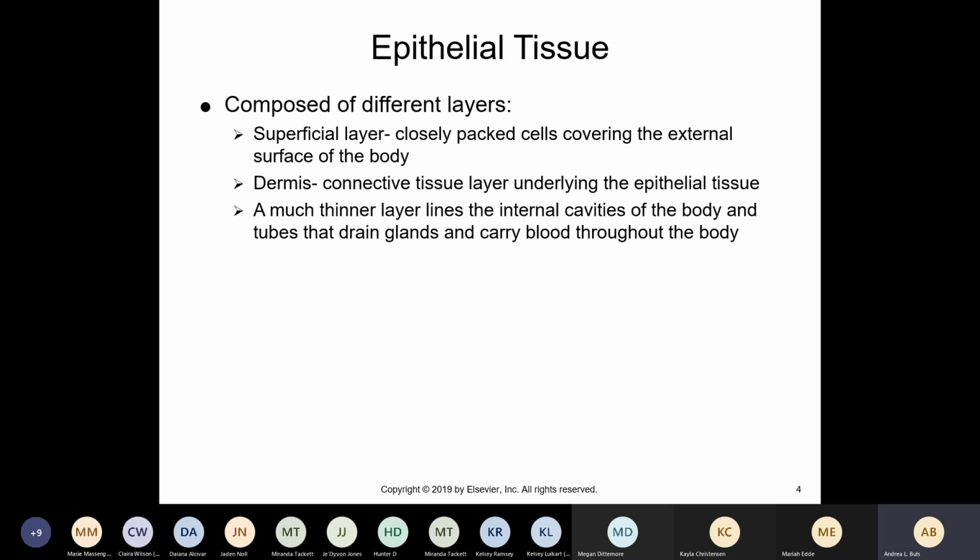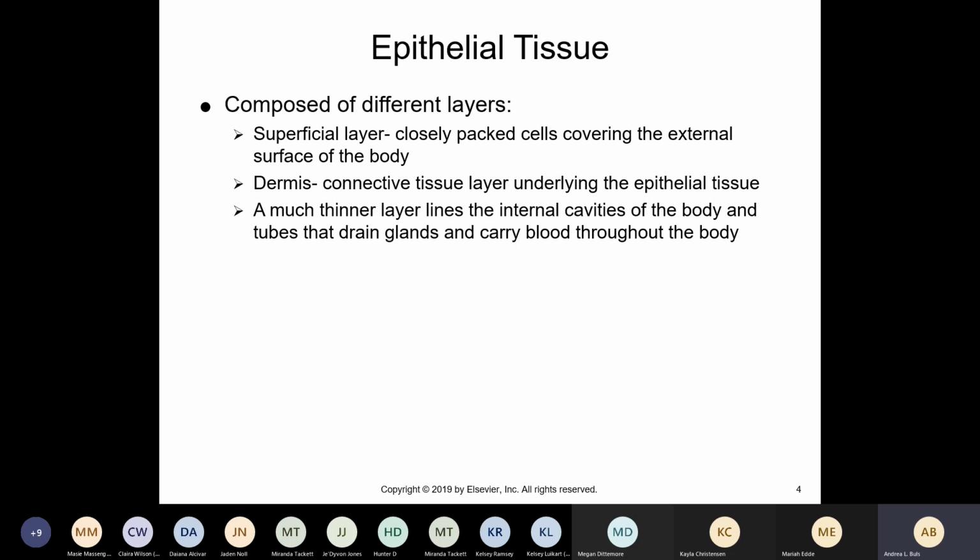So we'll first talk about epithelial tissue. It is composed of different layers. There's a superficial layer, and hopefully you guys have learned what those meanings are. Deep is, obviously, deep down in, and superficial is what we see on the surface. So our superficial layer is closely packed, covering the external surface of our body. The dermis is that connective tissue layer that underlies the epithelial tissue. So we've got our epidermis that lays on top of the dermis, and the dermis is underneath and kind of connects our skin to everything underneath of it.